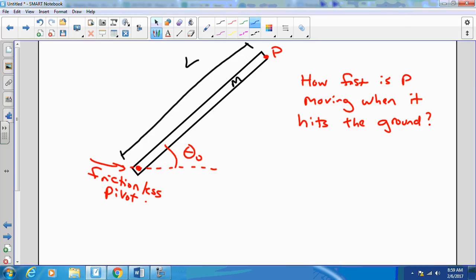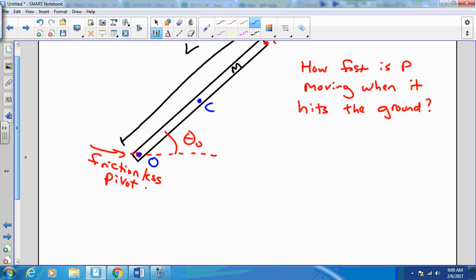So, we can analyze this situation in two different ways. We can analyze it either by considering motion around the center of mass, or by considering motion around the pivot O. And it is my contention that it's easier to analyze it around point O. So let's do that at this time.